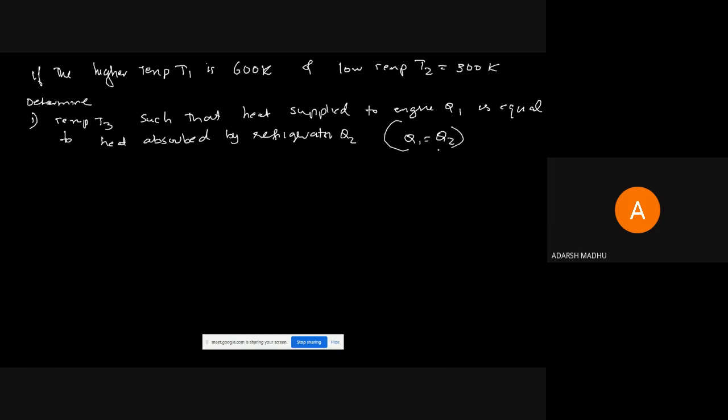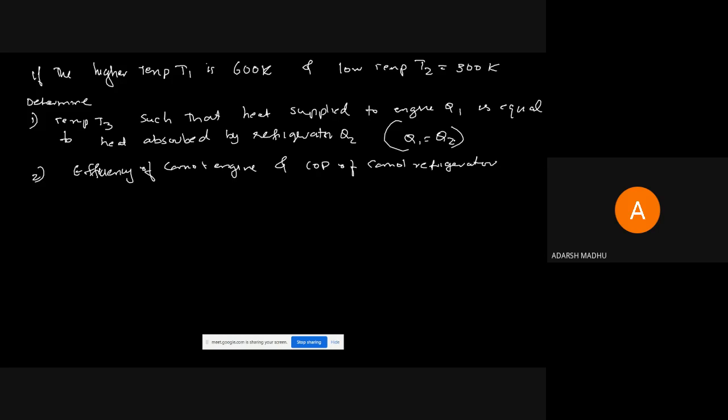Okay. And the last question: the efficiency of the Carnot engine and the COP of the Carnot refrigerator, the reversed heat engine, that is the refrigerator. Okay. So how can we draw a figure related to the question?